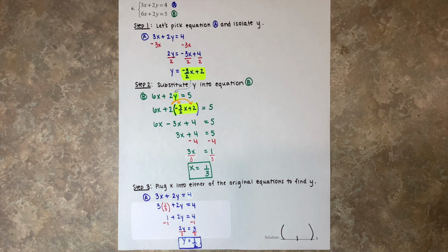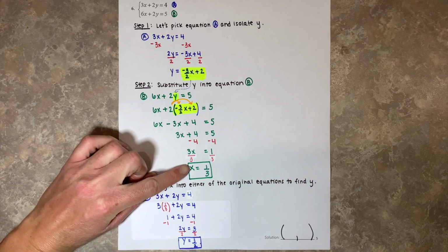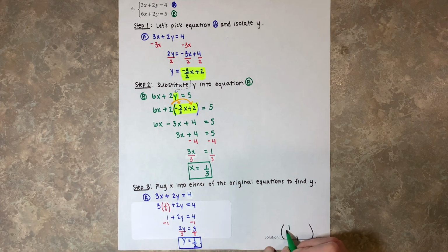So let's write our final answer as an ordered pair. Our x-coordinate is 1/3, and our y-coordinate is 3/2.